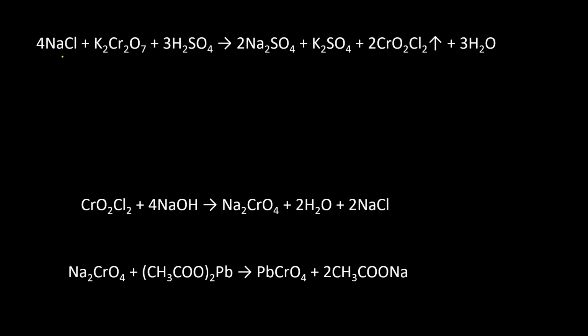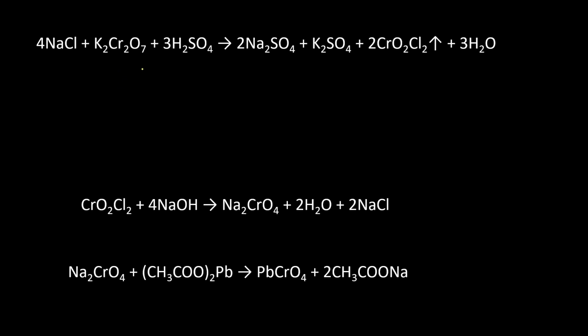Here, sodium chloride and potassium dichromate. Sodium chloride means I have taken sodium chloride or a chloride salt with potassium dichromate and concentrated sulfuric acid. It is forming the red vapor of chromyl chloride. Okay. Now, what is the mechanism? Why is it forming? Right.